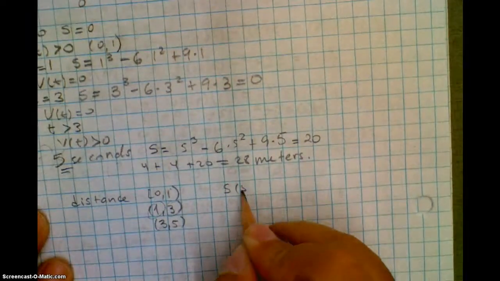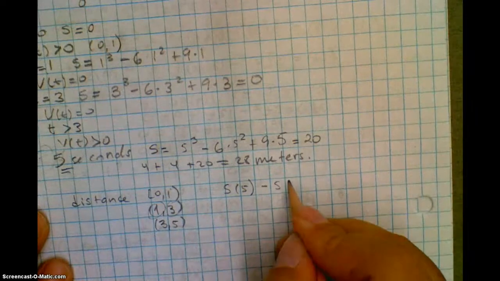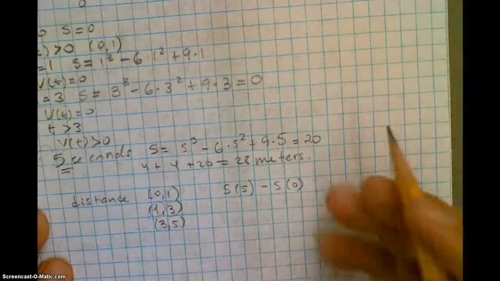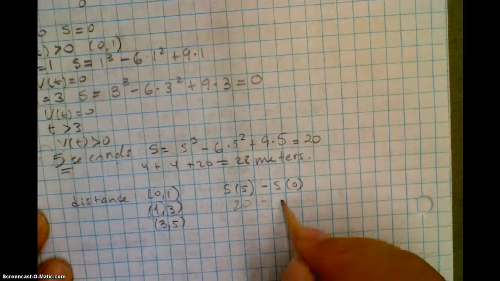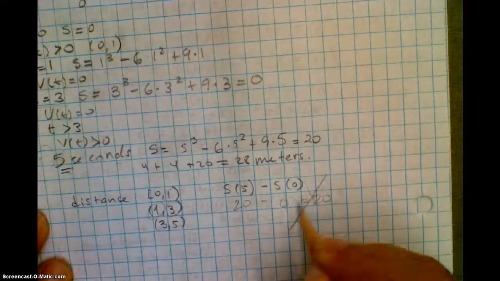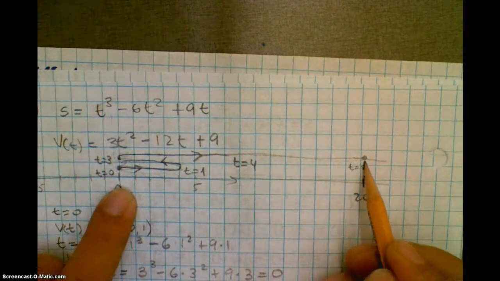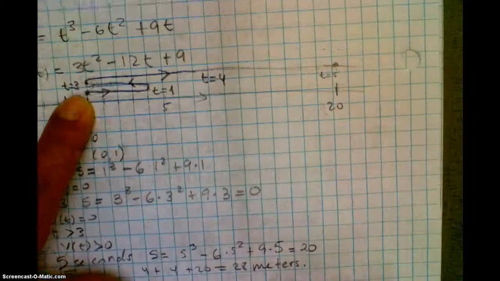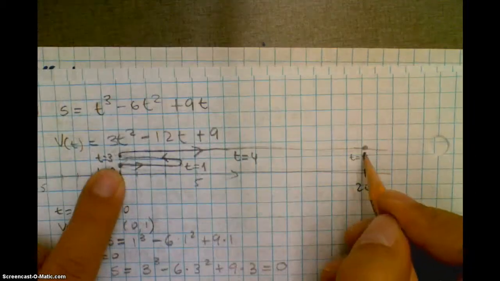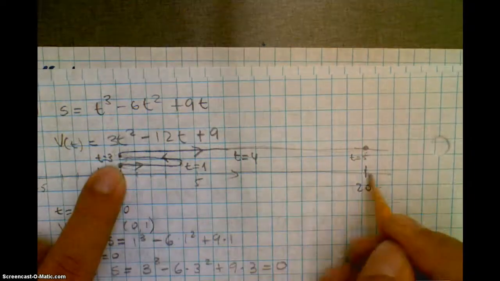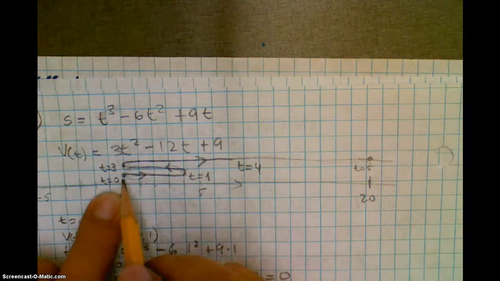If I only do S of 5 minus S of 0, then the only thing that I'm going to get is 20 minus 0, which will be 20, and that will be wrong, because if you're doing the difference between the position at 20 and at 0, between 5 seconds and 0 seconds, then you're only counting the distance apart from it, and you are not considering this. And when it says the total distance traveled by the particle, then you want to include everything, even when it went back and forth.